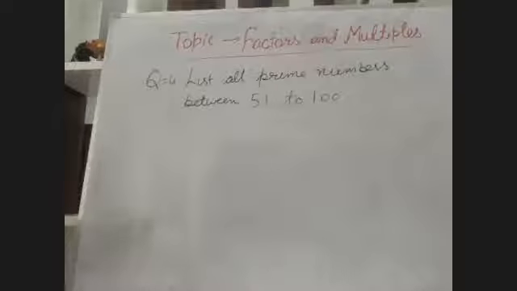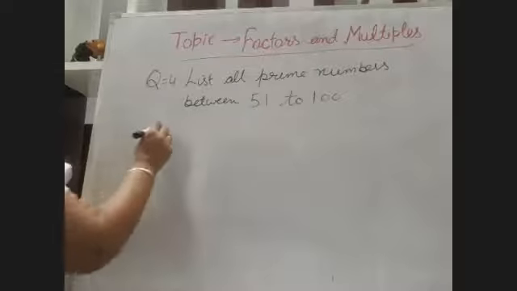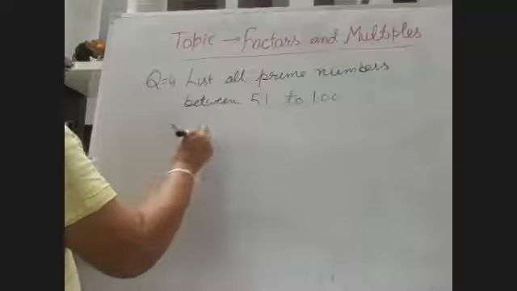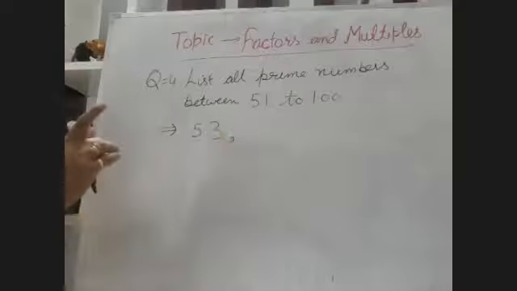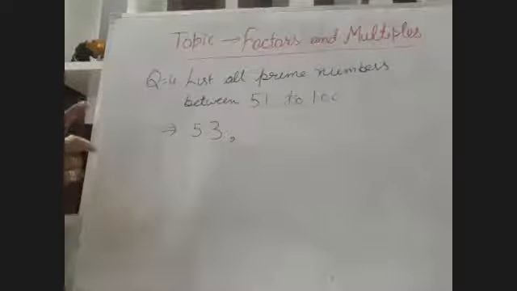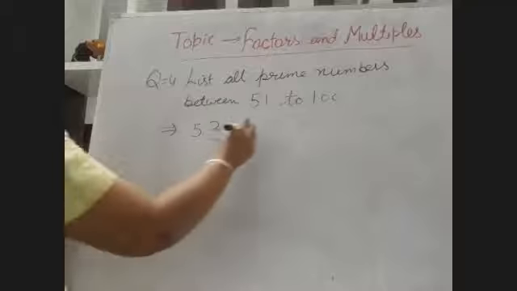So start from 51. 51 is a composite number. 52 composite. First prime number is 53. 53 has only two factors. The first factor is 1 and the second factor is the number itself. Next is 59.